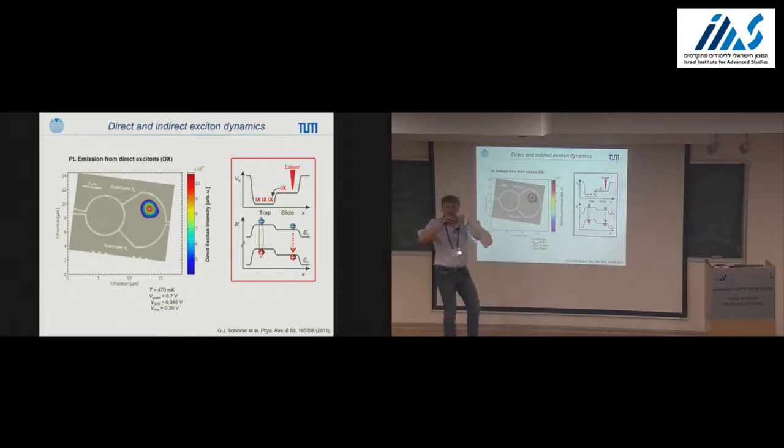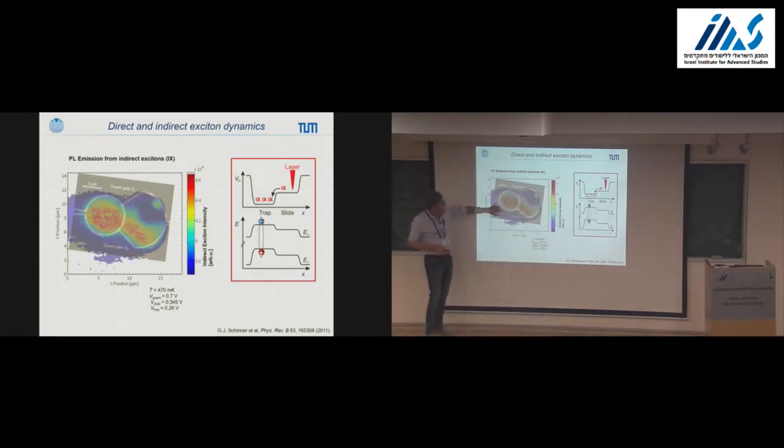But now we have this tunneling process of the electron to the lower quantum well to form indirect excitons, and they live longer, so they can diffuse further on. Now we look at the emission of the indirect excitons, and they make it also into the trap. And so it's quite interesting.